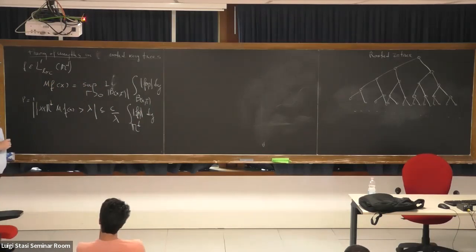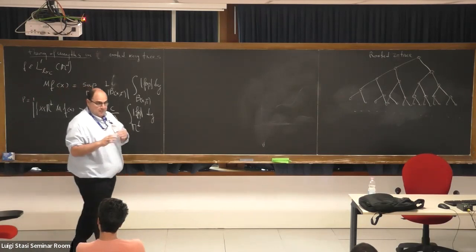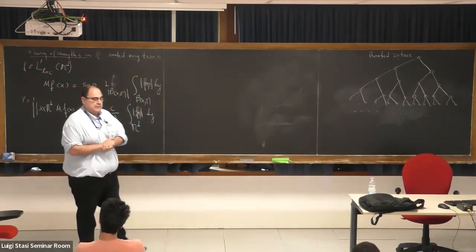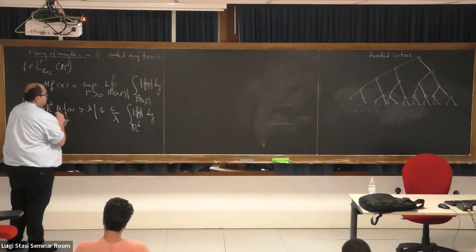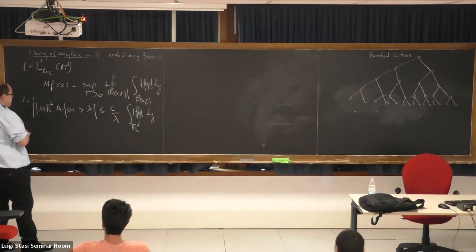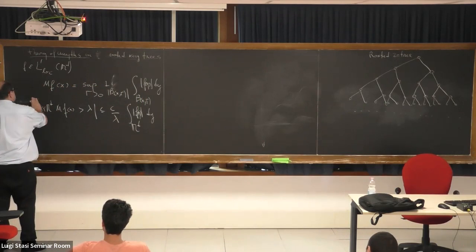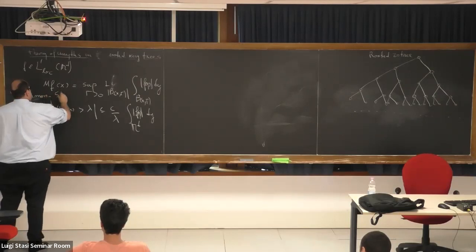Okay. And of course, there are a lot of variants of this operator. Instead of considering balls, you can consider cubes, rectangles, and the problem can change a lot. Okay, so in this context, if you put balls or rectangles or cubes, it is essentially the same problem. But there is a Fefferman-Stein theorem.